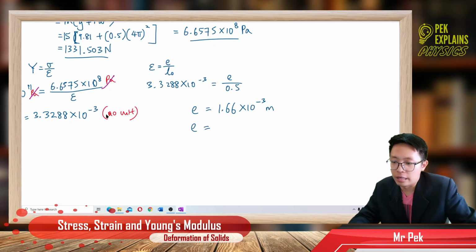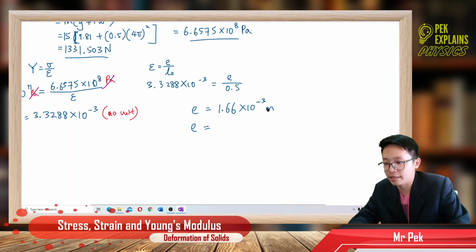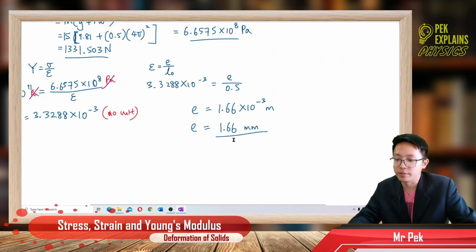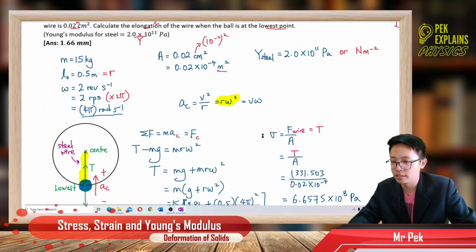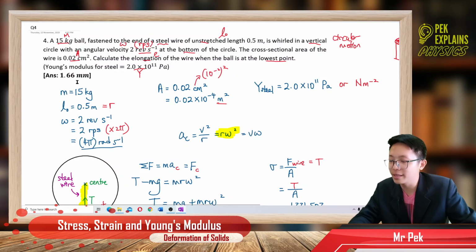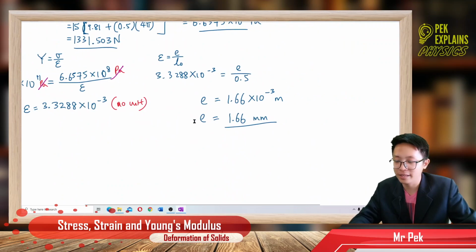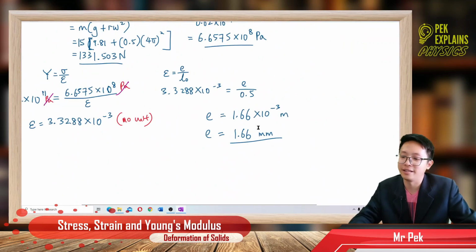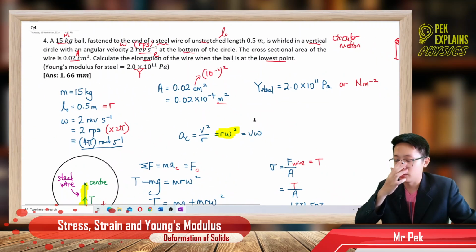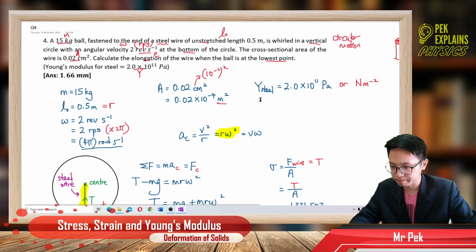We know that exponent negative 3 is milli, isn't it? 1.66 exponent negative 3 is milli. 1.66 millimeter is the elongation. Is that correct? 1.66 millimeter. That's correct. Okay, that's the elongation. So very simple, isn't it?